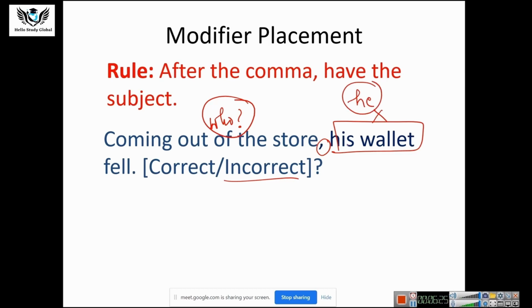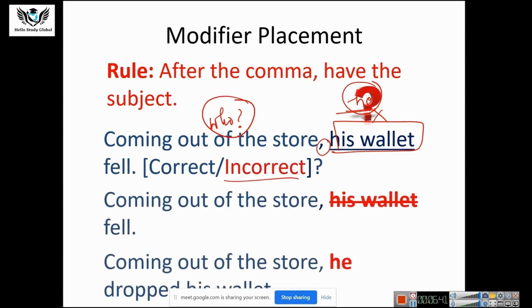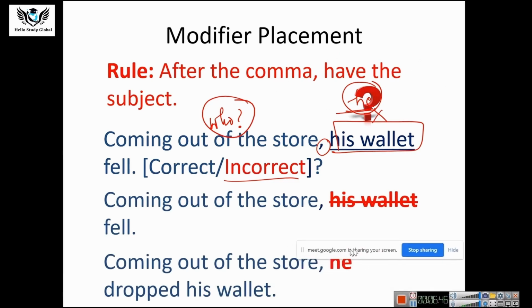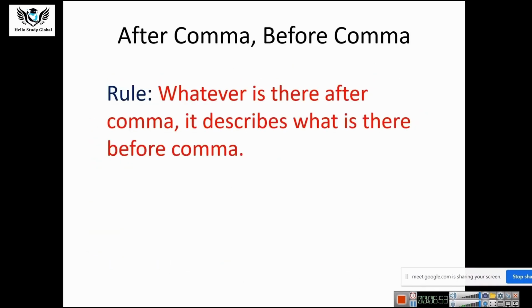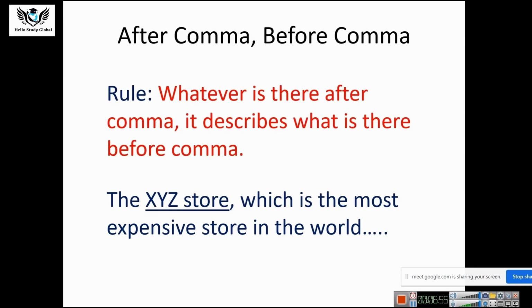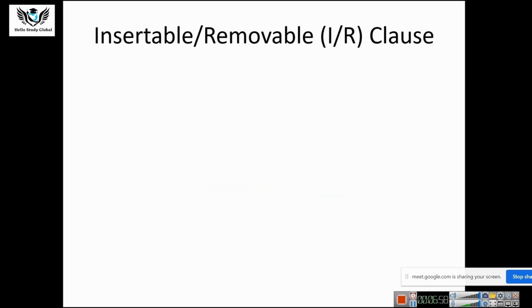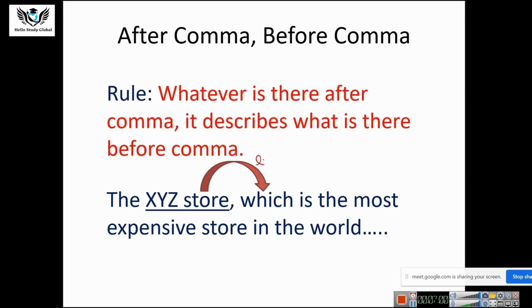So the sentence after the comma would begin with the subject he rather than his wallet. So the sentence would become coming out of the store, he, and then complete the sentence, he dropped his wallet. So that would be the correct sentence. And so he dropped his wallet, that would be the correct sentence, rather than his wallet. It would be he. After the comma have the subject, and then we saw a rule which said that after the comma, whatever is there, it gives extra information. It gives extra information about the part which is before the comma.